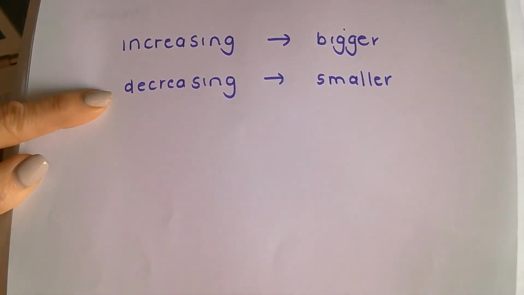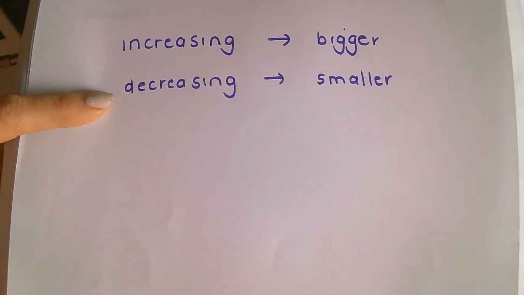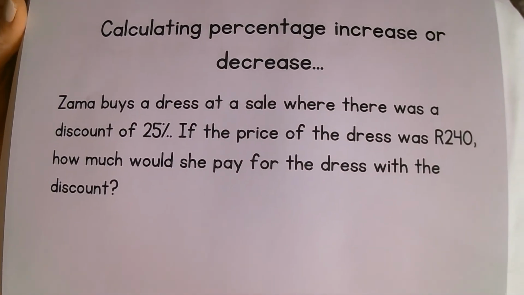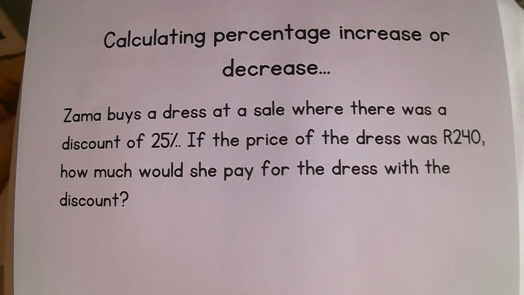Let's go into some examples to see how to work this out, and I'll show you step by step what to do. The first question is calculating percentage increase or decrease. It's a very simple and basic question, but let's see what we need to do. Zama buys a dress at a sale where there was a discount of 25%. If the price of the dress was 240 Rand, how much would she pay for the dress with the discount?